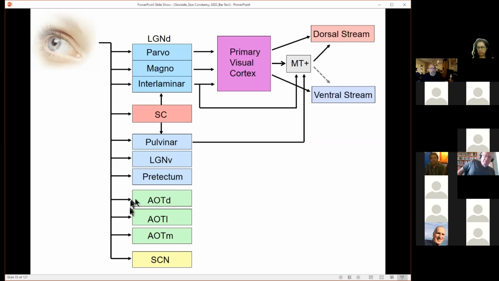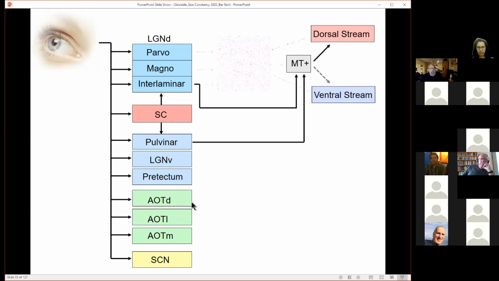Most of the work, for example, in accessory optic tract has been done in birds and in rabbits, not in monkeys. And I know of no human work. And if you take away V1, there's clearly lots of opportunities for input via the middle temporal complex into the dorsal stream or to the ventral stream.